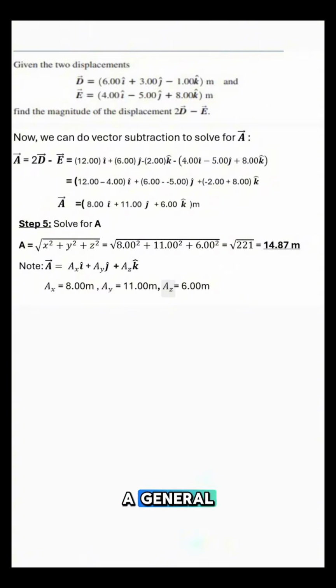Below is just a general form of an a vector, ax i plus ay j plus az k, and that's how we got those values to plug into the equation. But regardless, 14.87 meters is the final answer.